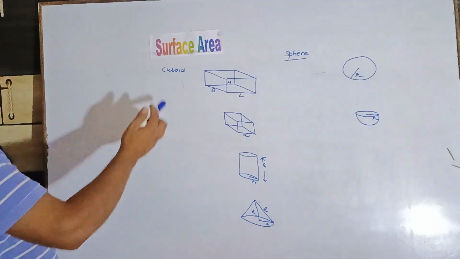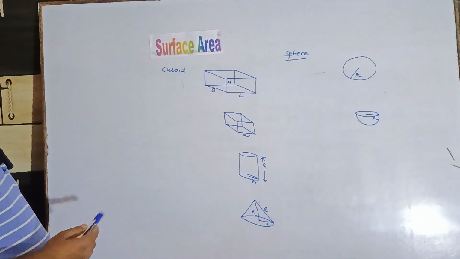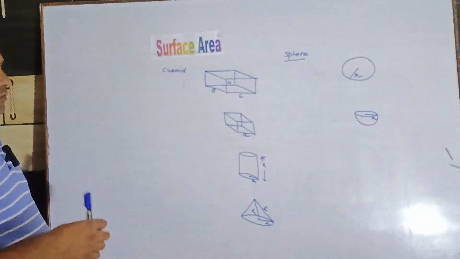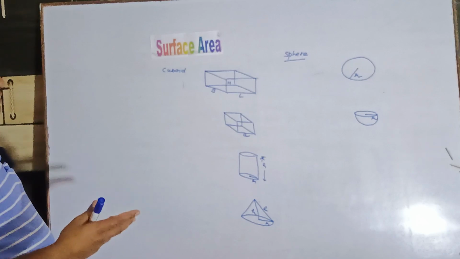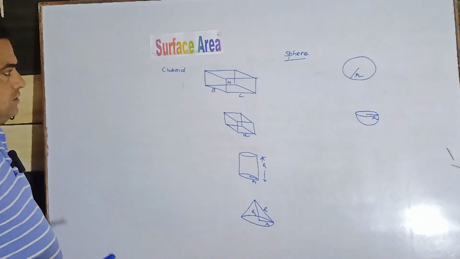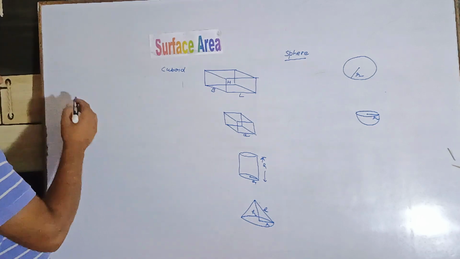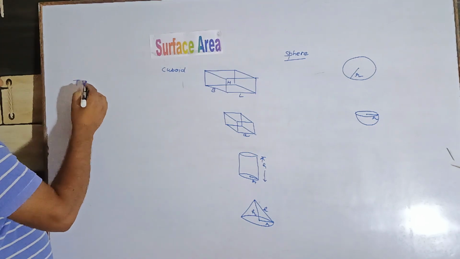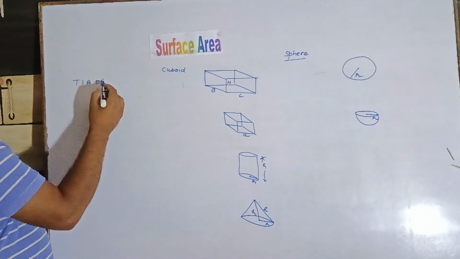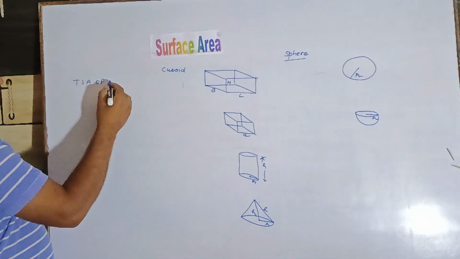Students, today's topic is surface area. First of all, we will see what the surface areas of different shapes are. Correct? So first of all, we are taking a cuboid. You know very well the total surface area of a cuboid.